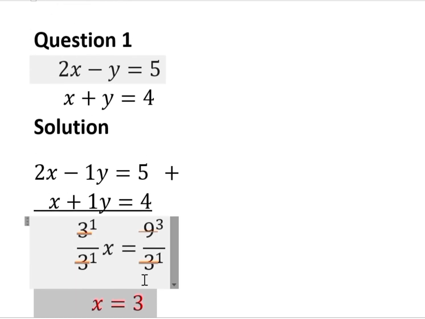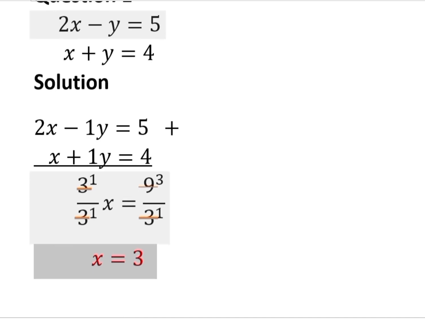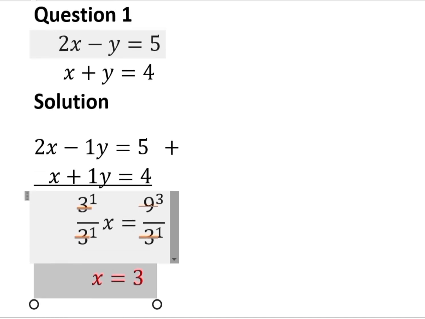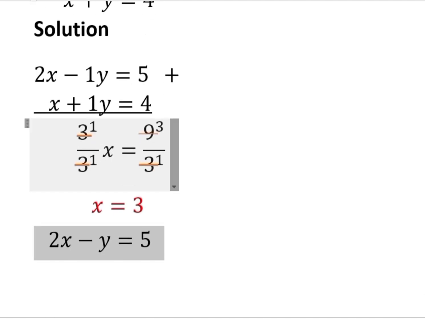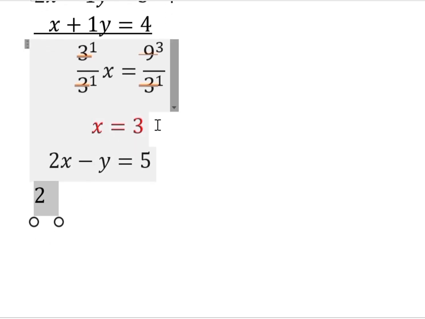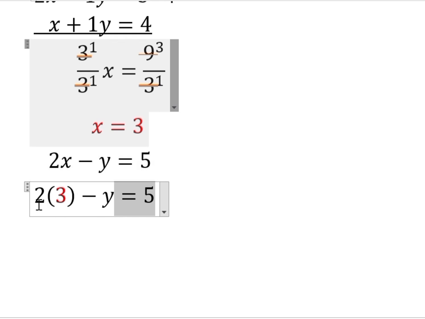Now, we have already found the answer for x. Take this equation, or this one, or even this one. Where you see x, replace it with 3, and it will help you to get y. So if we take the first one, which says 2x minus y is equal to 5, we shall have 2 into 3, instead of x we replace it with 3, then minus y is equal to 5. 2 times 3 gives us 6, minus y is equal to 5.